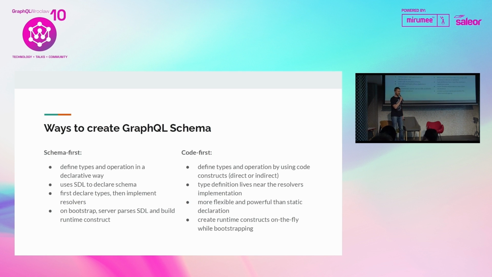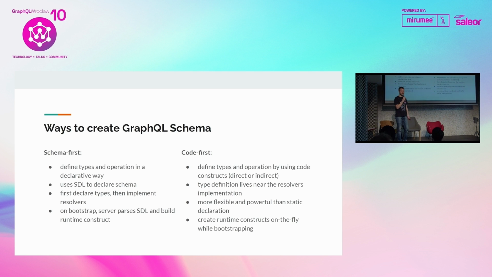Today we'll be focusing on the code-first framework. So a quick recap about two ways of creating the GraphQL schema. The first one is the schema first, when we define the types using the schema definition language. So we have separated the types declaration from our resolvers implementation, and on bootstrap the server builds the construct and joins those two together. But with the code-first approach, we define the types and all the operations using our code constructs. It might be direct or indirect, which I will explain later.